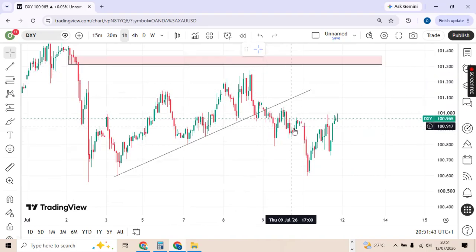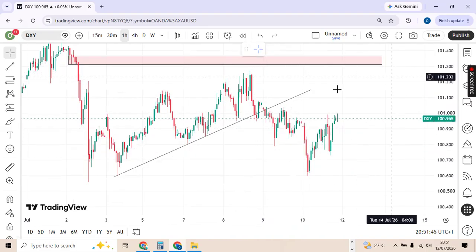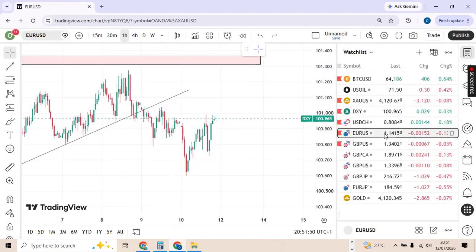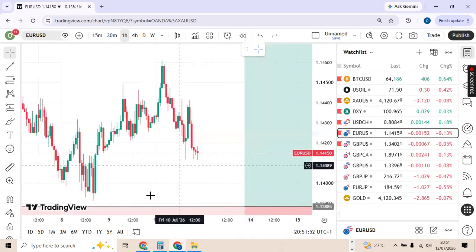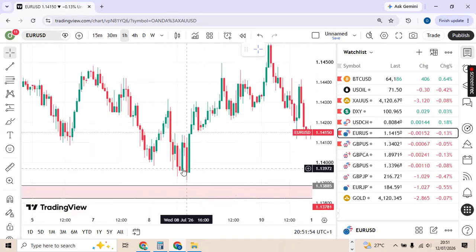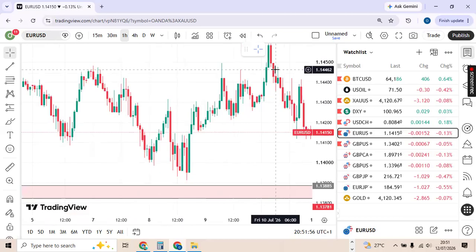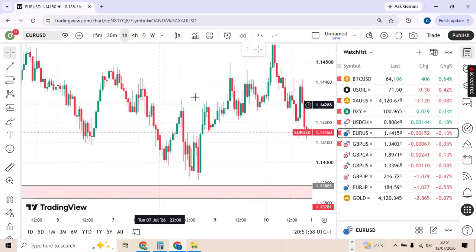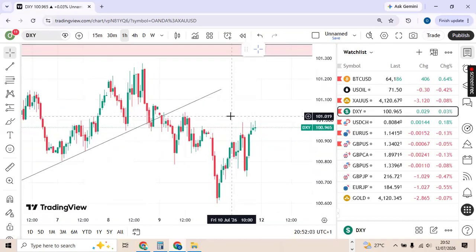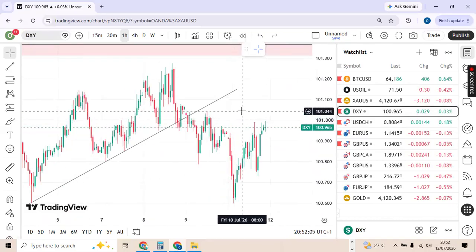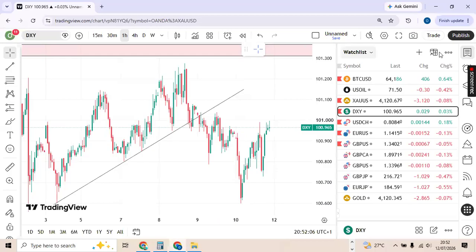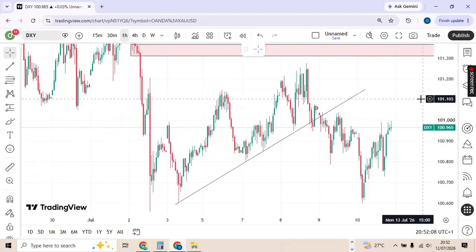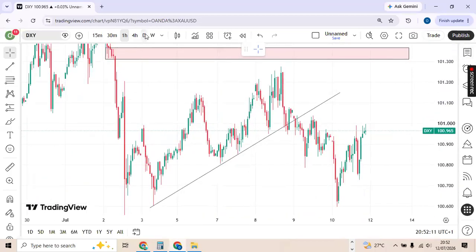If you pay close attention, you see that since last week DXY was selling. It was just selling all down here. Now let's look at Euro USD, which ends with USD. You see that Euro USD was buying all through. So Euro USD is just like the opposite of DXY. That is the reason why we always check DXY whenever we want to trade. So let me start with the daily time frame.